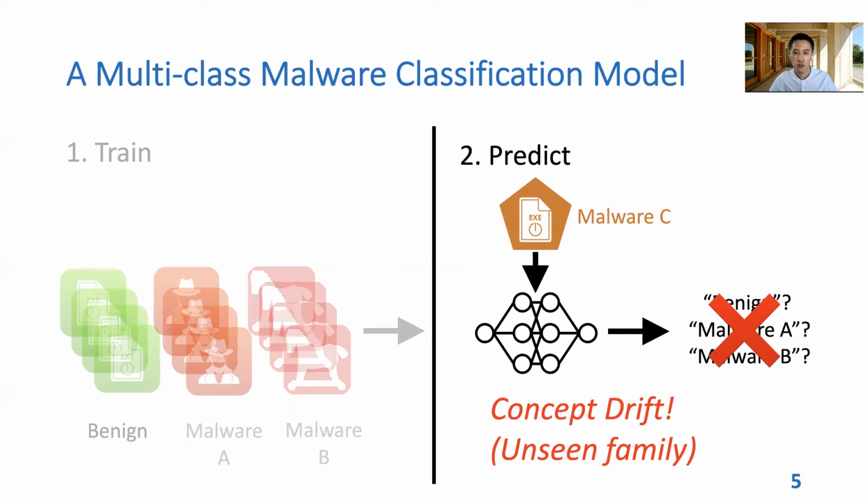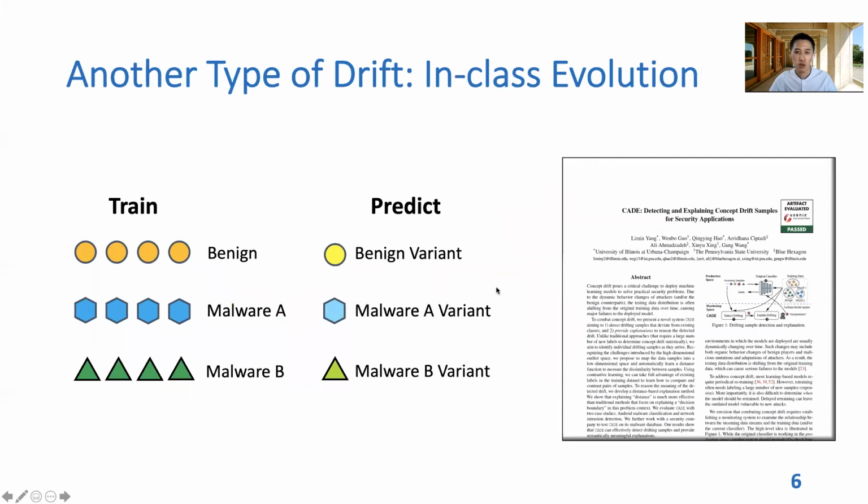Malware C is a type of drift called unseen family. There's another type of drift called in-class evolution, which means that you have some variants in the testing set. Although they have the same label, their feature vectors are quite different from the training data. The bigger difference they have, the more likely they would be misclassified. In this talk, I would focus on the unseen family. You may refer to our paper for the details of in-class evolution.